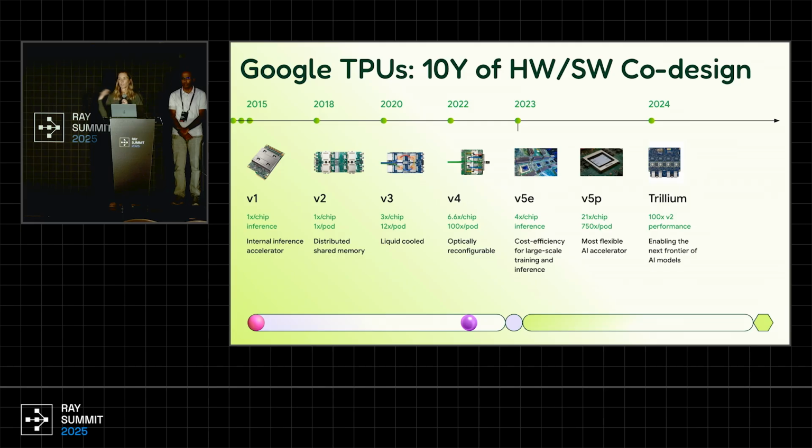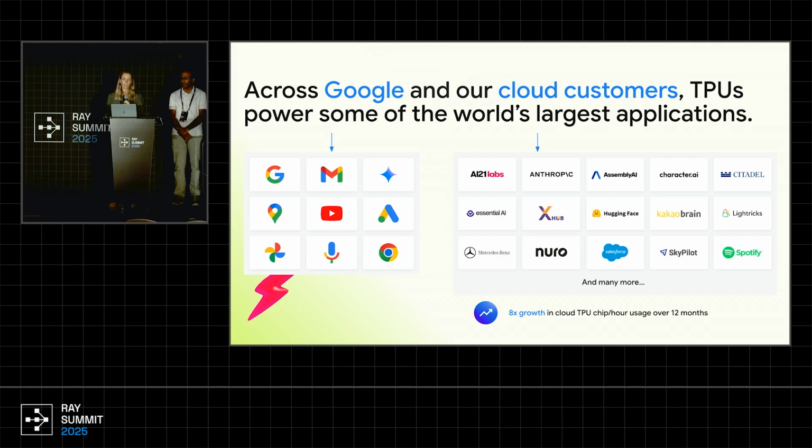So for the problems that we just talked about, TPUs are really great for both training and inference workloads. They're also used internally at Google for things like training Gemini or serving Gemini. But importantly, a lot of cloud customers across many different industries, from financial services to some of the biggest AI labs in the world, use TPUs as their cornerstone chip.